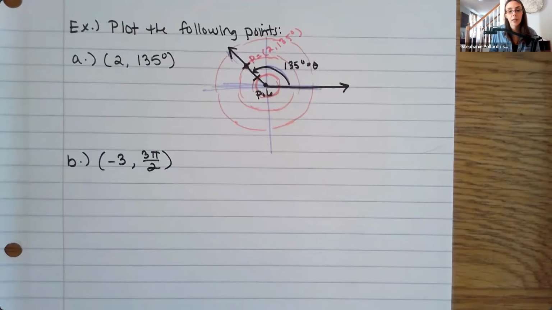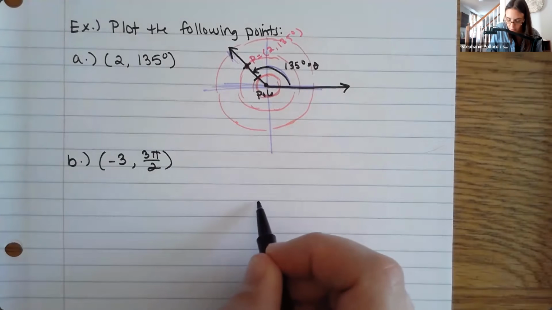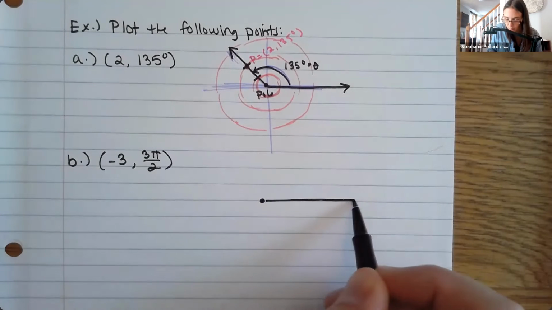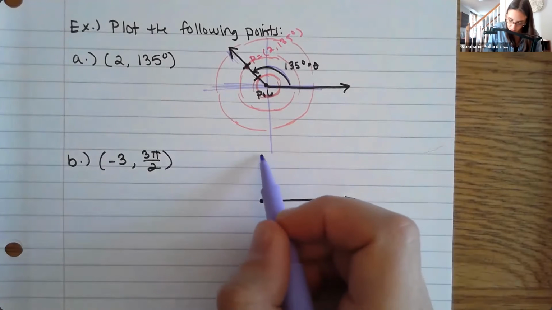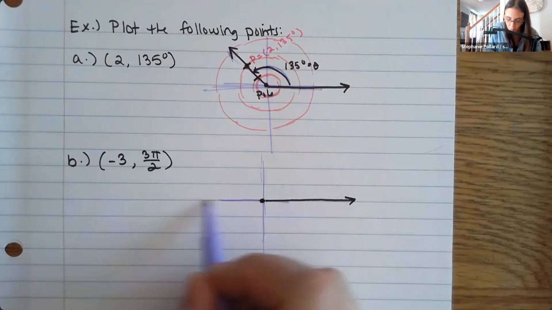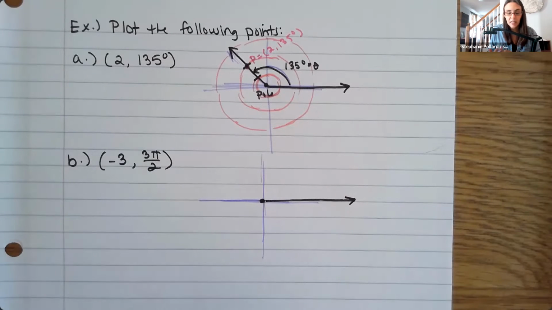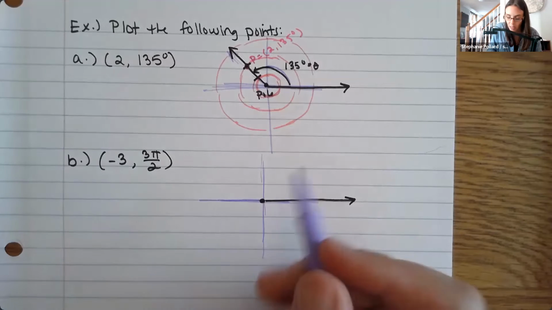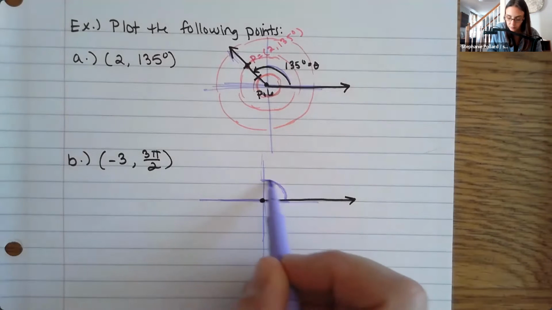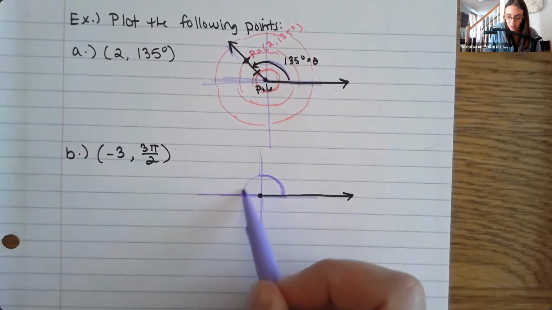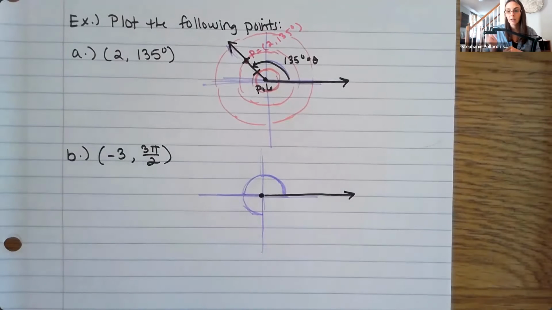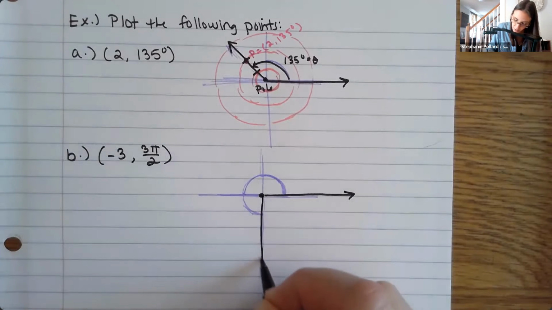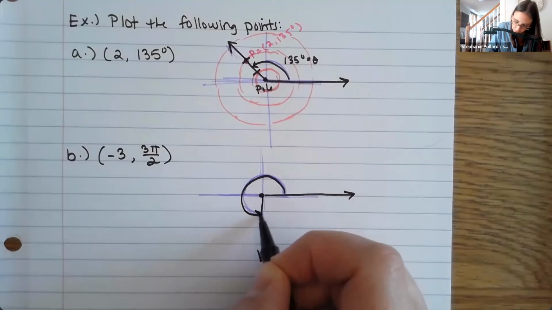All right, our next one is -3 pi over 2. So again, I'm going to start by putting in that pole first and my initial ray, and then I'm going to go ahead and find this angle here. And again, it can help to draw things out a little bit more clearly. Now we're going back to radians. So if you think about radians, pi over 2 would be 90 degrees, and then pi is 180. And then 3 pi over 2 actually gets you the full 270 degrees around. So this is going to be our ray on this side, and this is actually our angle here.